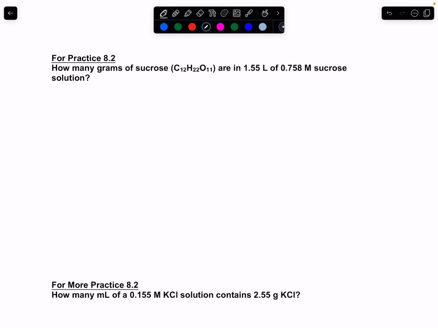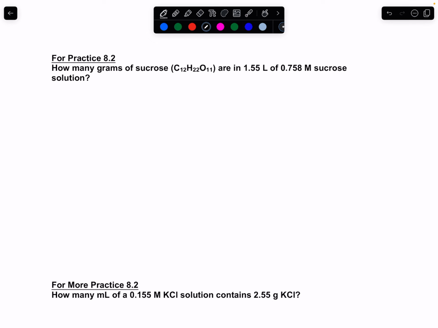In this video, we're going to take a look at two problems which involve molarity. So take a look at the first one. How many grams of sucrose are in 1.55 liters of a 0.758 molar sucrose solution?